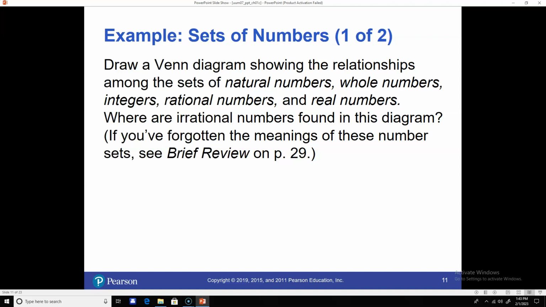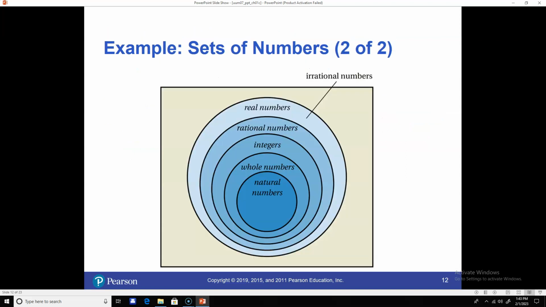Irrational numbers are a subset of the real numbers, but they are disjoint from the rational numbers. Basically, the real numbers are made up of the rationals and the irrationals. So basically, any number that is outside the rational number bubble, but is inside the real number bubble is an irrational number.